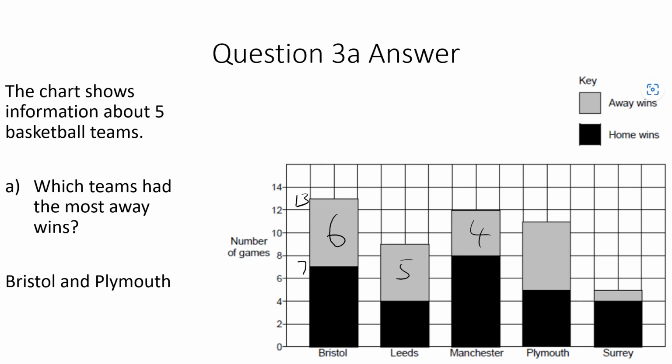Manchester's only 4. Plymouth, we're going from 5 up to 11. So once again, we're going to have 6 there. And as you can see, Surrey have only got 1 away win there. So we can see that Bristol and Plymouth had the most away wins out of these teams.